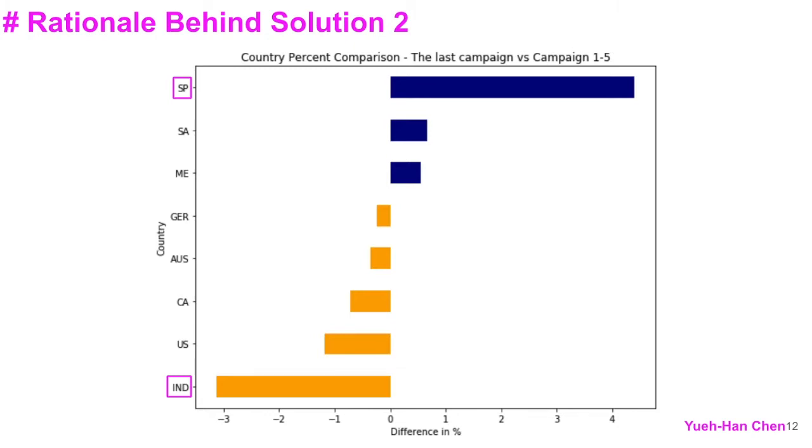I also plotted the differences in country percentage between the last campaign and all the other previous campaigns. As we can see, Spain has relatively more customers, which is 4% more, and India has fewer customers, which is 3% less, that were attracted to the last campaign. So that's why I suggested the marketing team spend more marketing budget in Spain and less in India, so that we can attract more valuable customers like the ones we attracted in the last campaign.